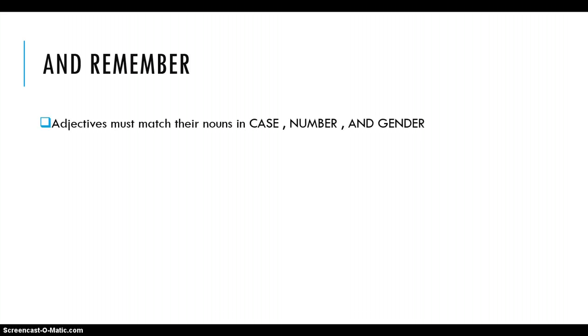So we're going to do the first three, and the things you have to remember are this. Adjectives must match their nouns in case, which is nominative, genitive, dative, accusative, and ablative, number, which is singular and plural, and gender, which is masculine, feminine, and neuter. Notice, they do not have to match in declension. So, because they don't have to match in declension, you could have a third declension adjective modifying a first and second declension noun, or a first and second declension adjective modifying a third declension noun, which you've already seen.